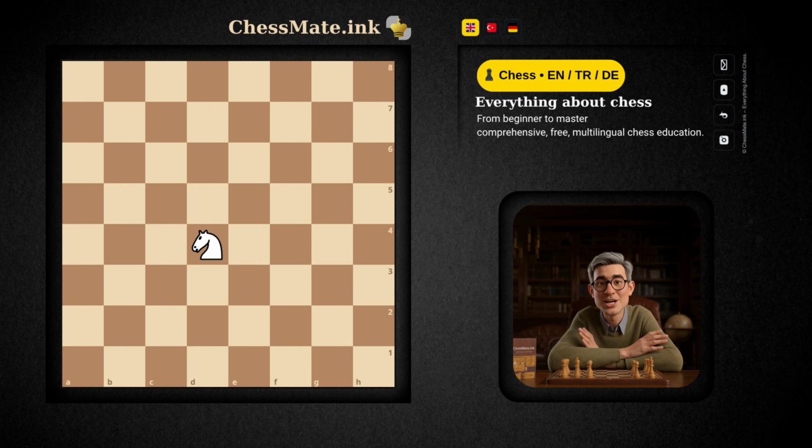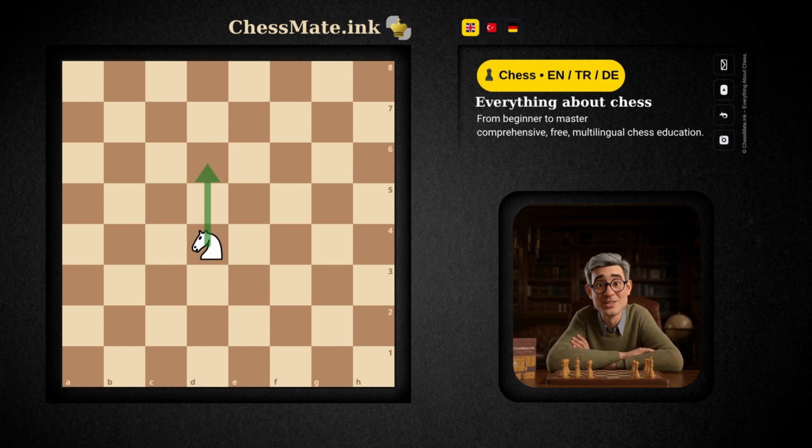It doesn't move straight like a rook, diagonally like a bishop, or freely like a queen. Its movement is completely unique. The basic rule is this: the knight moves 2 squares in one direction, then 1 square to the side. This can be forward, backward, to the right, or to the left. Let's demonstrate it on the board.